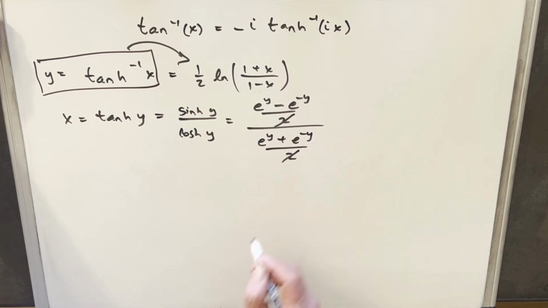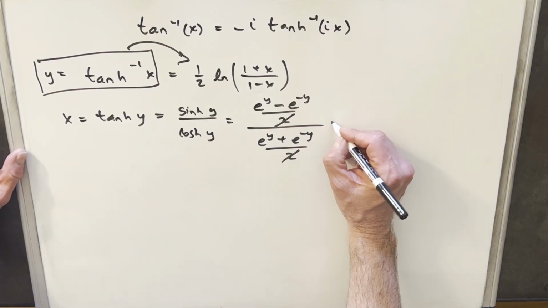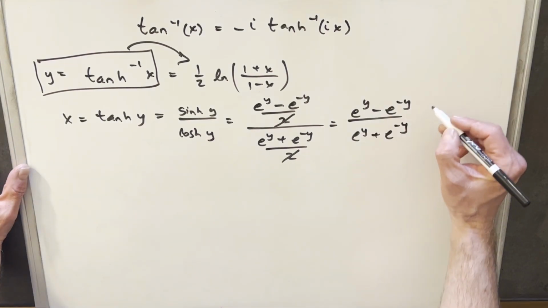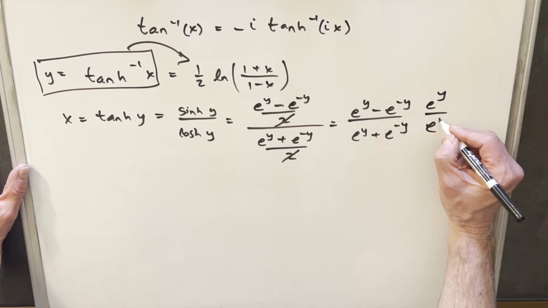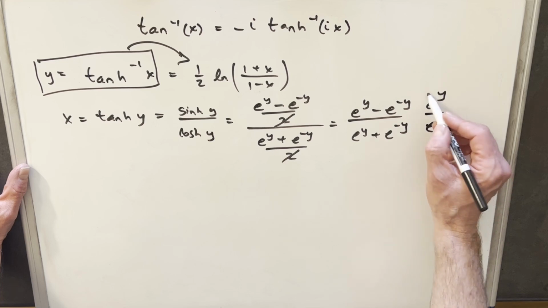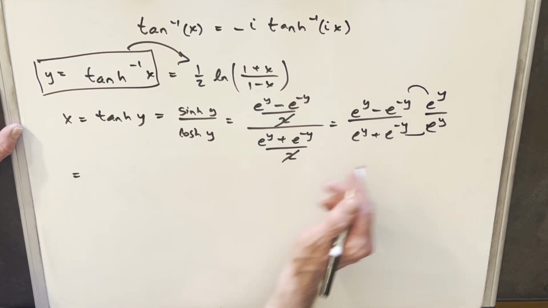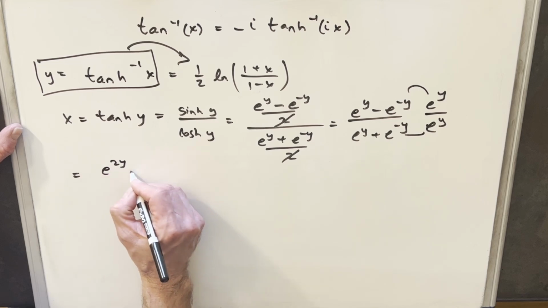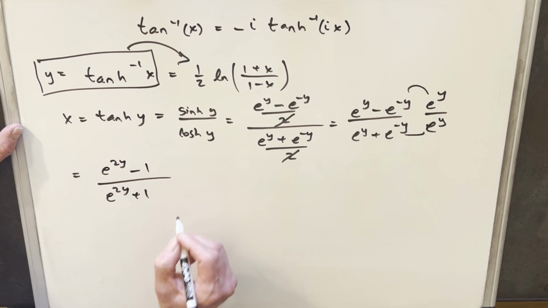Our 2's are going to cancel, and then we just have this thing over this thing. So let's just clean this up a little bit. Then from here, I'm just going to multiply this by 1, but we'll do it as multiplying e^y over e^y. And we'll distribute this in here. So when we multiply that in, we're going to have e^(2y) minus 1, and then we're going to have e^(2y) plus 1.